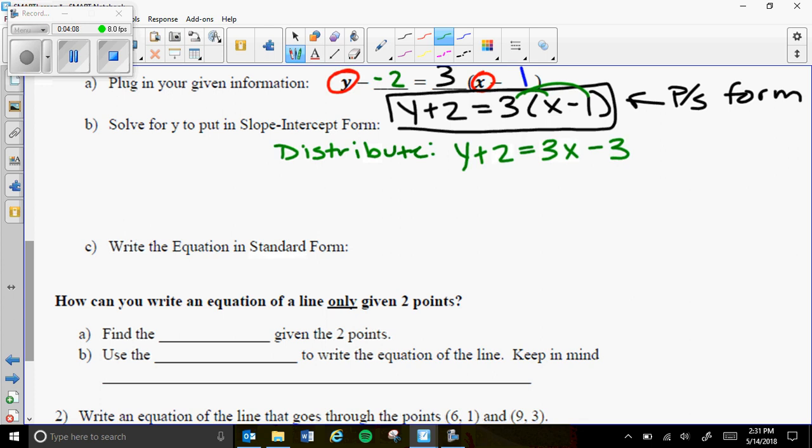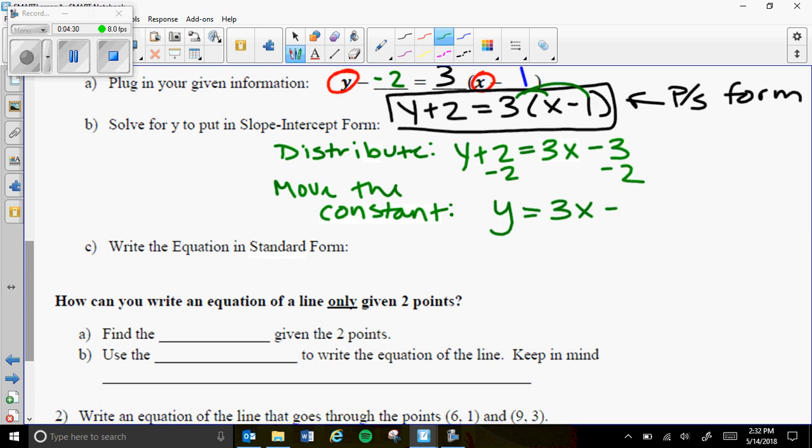Again, we need to get y by itself, so now I move the constant. So I need to get y by itself, so I subtract 2 from both sides. Make sure that you're subtracting the constant from the constant. So in this case, negative 3 minus 2, which leaves me with y equals 3x minus 5. And that should look familiar to us. This is our slope-intercept form. And we are done with that.